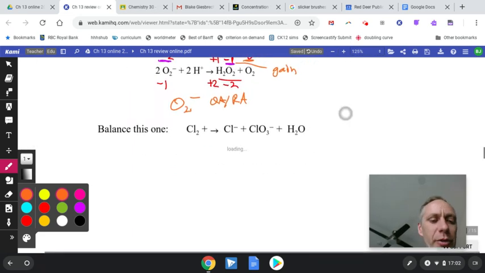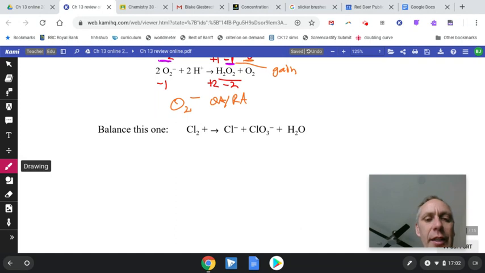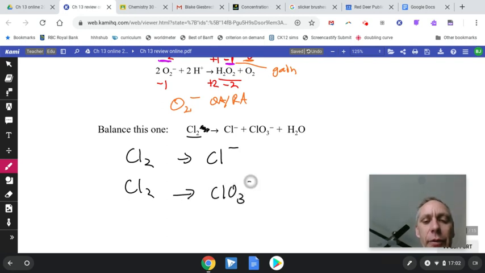The trick to disproportionation reactions is to create 2 of the reactants. So chlorine is the only reactant, so it must be undergoing disproportionation. It goes to chloride, and it goes to ClO3-. So balancing half reactions is easy. You can stop the video and try this on your own if you'd like. And if not, you can follow me.